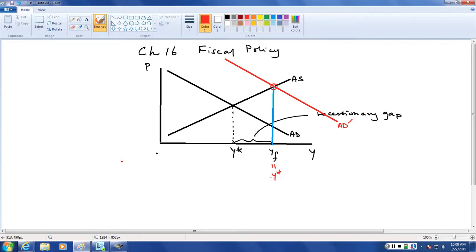And how is the government going to use fiscal policy to bring this about? Now remember, fiscal policy is policy in regard to two things: government spending and taxes. And these are both in the hands of the government. When I say government, I mean the executive branch and the legislature. So we're talking about the president and Congress. They're in charge of fiscal policy.